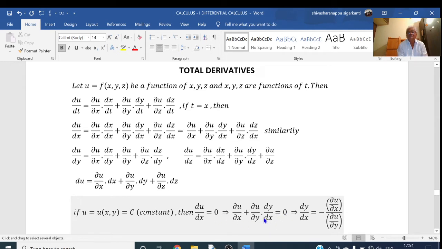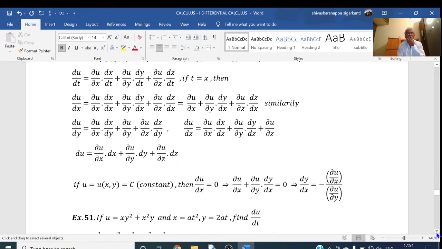From this we can write dy by dx is equal to, taking this term to the right hand side, minus dou u by dou x, and this goes to the denominator. Therefore, dy by dx can be written as minus of dou u by dou x divided by dou u by dou y. That is, if the given function is an implicit function consisting of both x and y, then we can find the derivative of y with respect to x by partial derivatives. That is equal to minus of dou u by dou x divided by dou u by dou y.